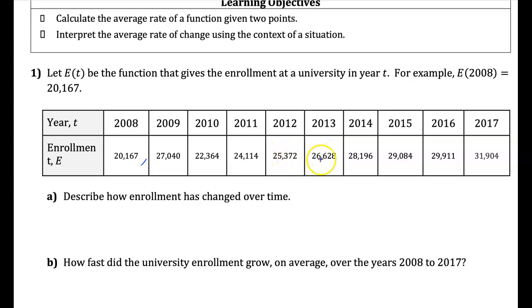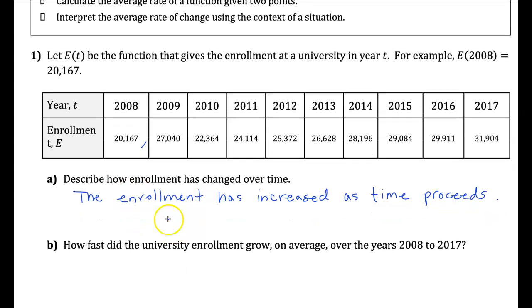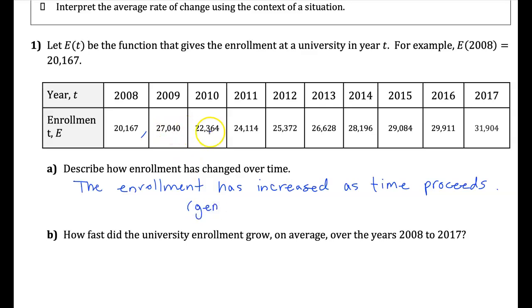It dips down a little bit in 2010, and then it goes back up in 2013, up again a little bit from 2015 to 2016, then it jumps up in 2017. So if we were to describe how the enrollment has changed over time, from 2008 to 2017 the enrollment has increased. Generally, the enrollment has increased as time proceeds, and I say generally because of that one dip down here.